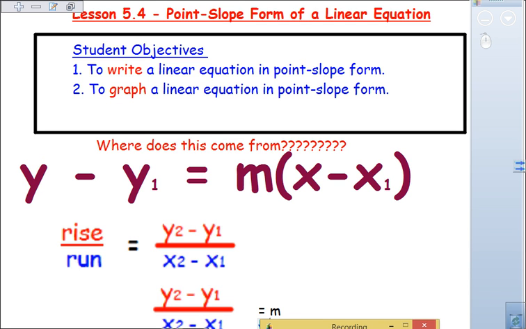Algebra, Lesson 5-4, Point-Slope Form of a Linear Equation. Please make sure you have your note packets out and that you are taking good notes. Today our objectives are to write a linear equation in point-slope form. We're also going to be graphing a linear equation in point-slope form.